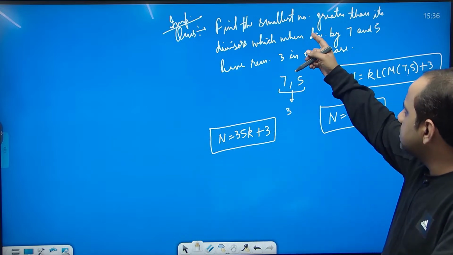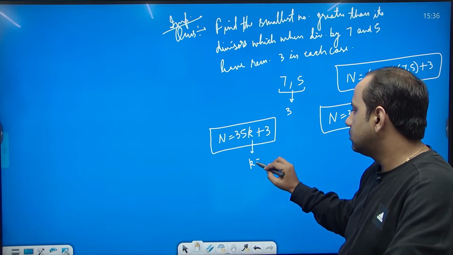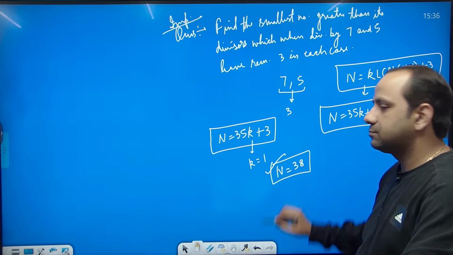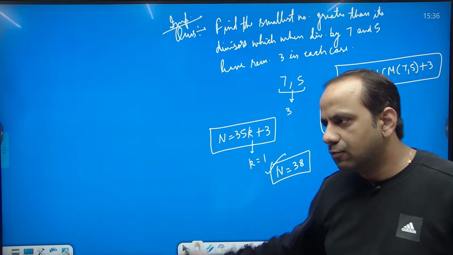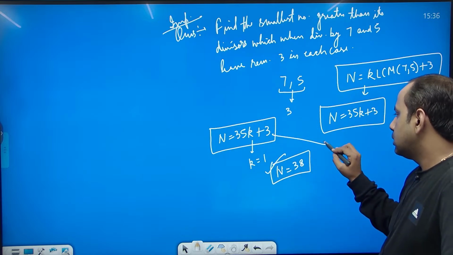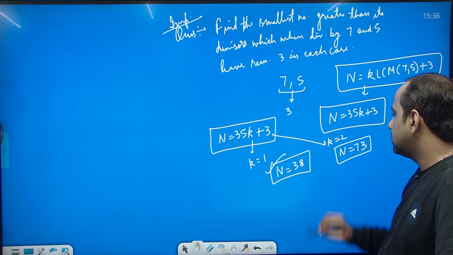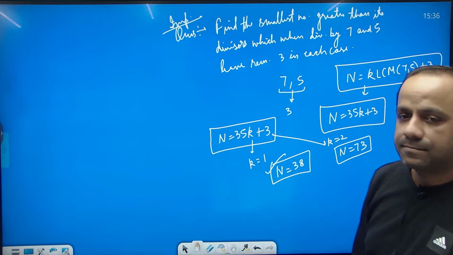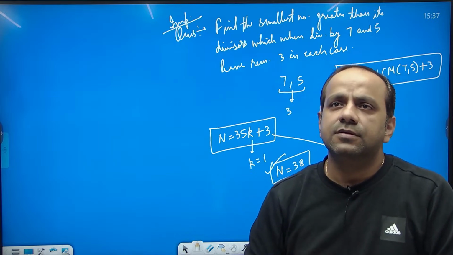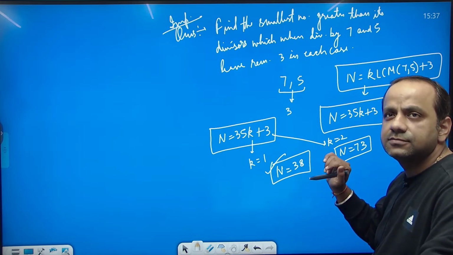But I need to find the smallest number greater than the divisors, meaning it should be bigger than 5 and 7. So we can substitute k equal to 1 here. The number will be 38. Any doubt in this? If I ask which will be the second number, we have to put k equal to 2, and we will get the next number, that will be 73. Any doubt in this? Clear? Any doubt, online students?